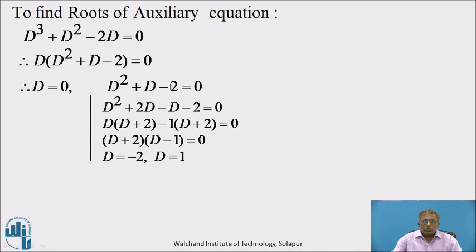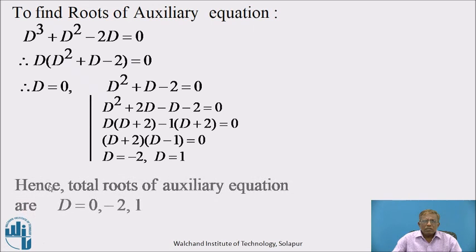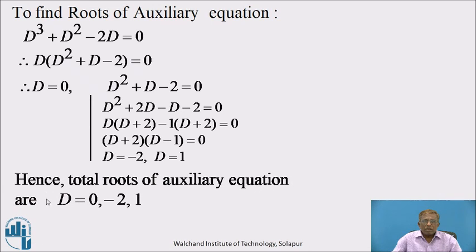Here D^2 + 2D - D - 2 = 0, where D is written as 2D - D. From the first two terms D is common, in bracket D + 2, and from the last two terms -1 is common, in bracket D + 2, which is equal to 0. When we take D + 2 common, we are left with D - 1 in bracket, which is equal to 0. Then D + 2 = 0 gives D = -2, and D - 1 = 0 gives D = 1. Hence, the roots of the auxiliary equation are D = 0, D = -2, and D = 1.